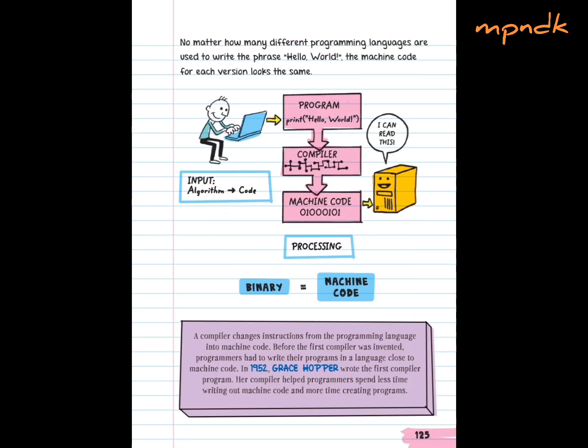No matter how many different programming languages are used to write the phrase hello world, the machine code for each version looks the same. Binary equals machine code. A compiler changes instructions from the programming language into machine code. Before the first compiler was invented, programmers had to write their programs in a language close to machine code. In 1952, Grace Hopper wrote the first compiler program. Her compiler helped programmers spend less time writing out machine code and more time creating programs.